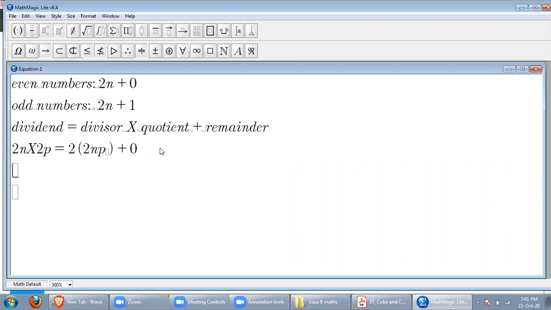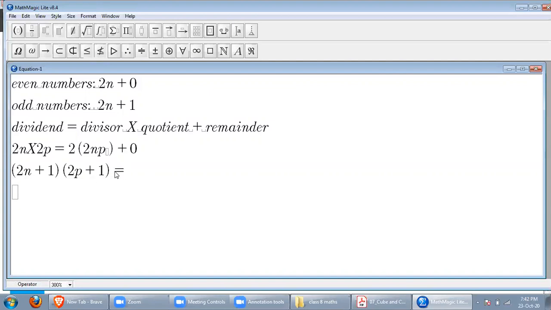Now let's go for odd numbers. Let's check whether the product of 2 odd numbers will always be an odd number. I'm expressing an odd number like this, 2n plus 1. Now I am expressing another odd number, 2p plus 1. It is a different odd number because the quotients are different; the quotients here are n and p.